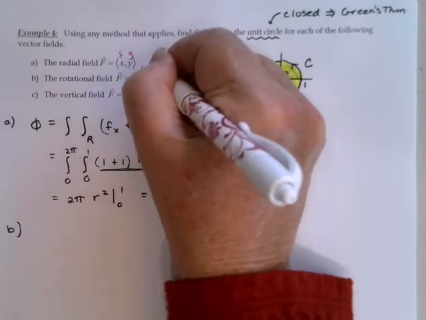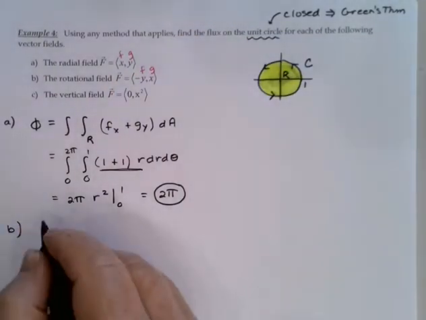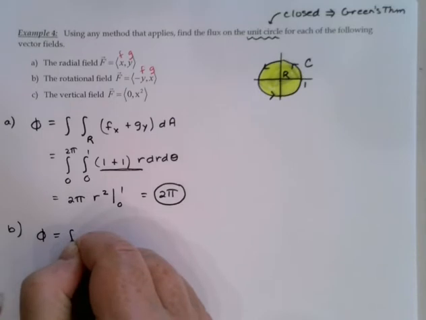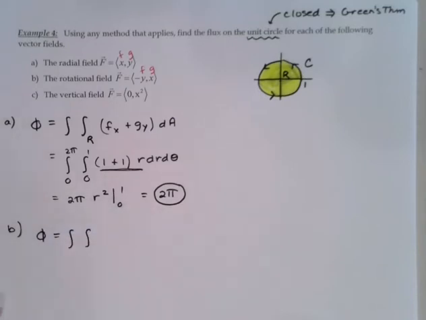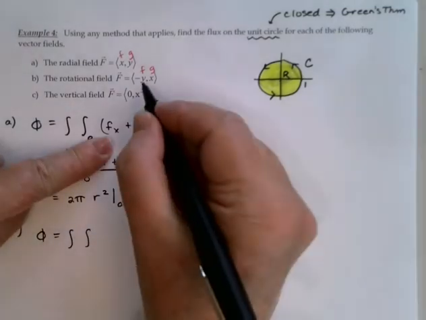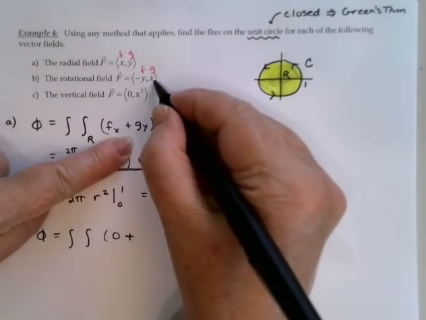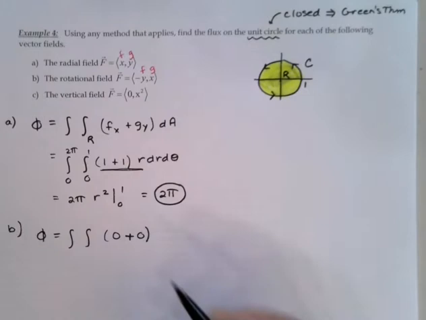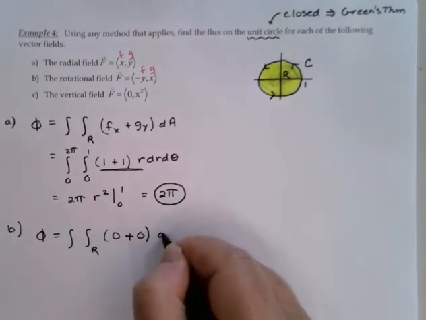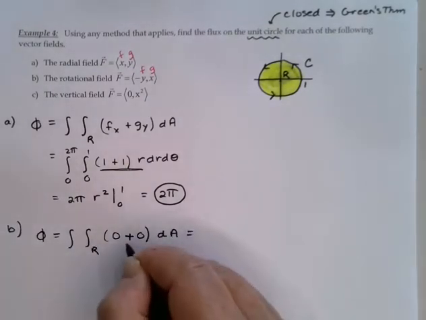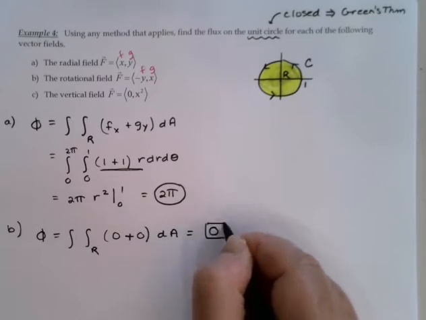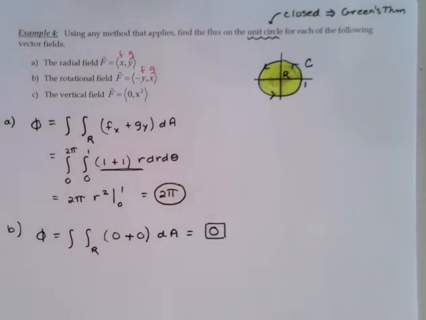Got my F and my G. So using Green's theorem, F sub x is going to be 0 this time, plus G sub y is also 0, meaning I don't really have to do anything else. I already know with an integrand of 0, I am going to get 0 for my flux.